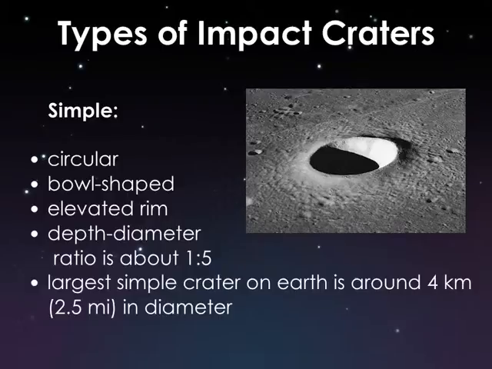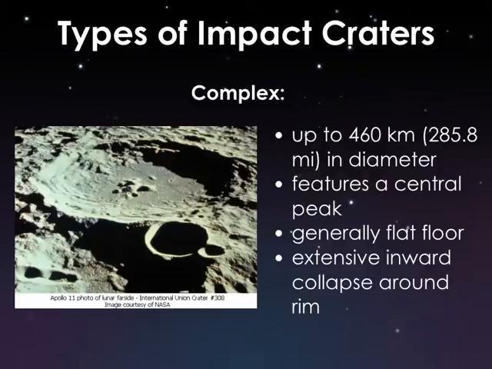There are 2 types of impact craters: simple, which are circular, bowl-shaped, and have an elevated rim. Depth-diameter ratio is about 1:5, so they're not as large. The largest simple crater on Earth is about 4 kilometers, which is 2.5 miles in diameter. Complex craters can be up to 460 kilometers, which is enormous. They feature a central peak and generally have a flat floor and extensive inward collapse around the rim.